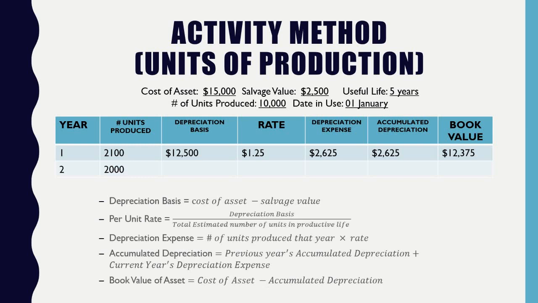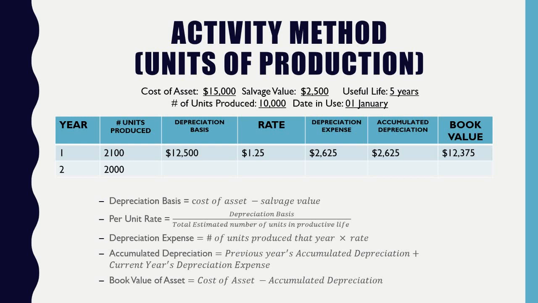Okay, so let's go ahead and do the second year. We're going to plug our values in. Let's say for the second year, I produced 2,000 units. So I go through the cycle all over again. Depreciation basis, cost of the asset minus salvage value. So 15,000 minus 2,500 gives me 12,500. The per unit rate is going to be depreciation basis divided by the number of units that it can produce in grand total, which is your 12,500 divided by 10,000, which is still going to give you $1.25.